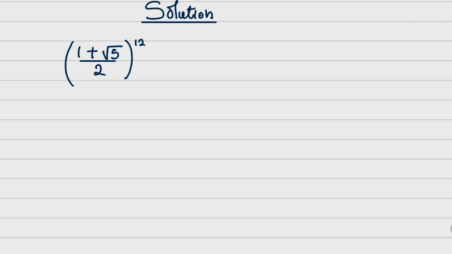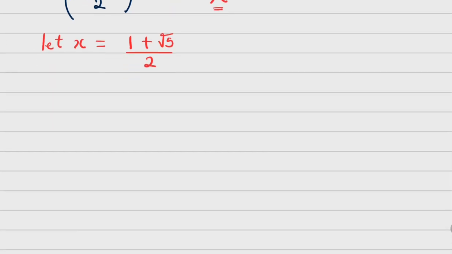Solution now. For you to do this, since it is a bit complicated because of the large power, what you need to do is to try and reduce it. Okay, how to reduce it? We start by substitution. So what we are going to do is let x be equal to (1 plus root 5) all over 2. Now once we say that, it therefore means that this actually becomes x raised to power 12. Okay, so just watch and you are going to understand where I'm going towards.